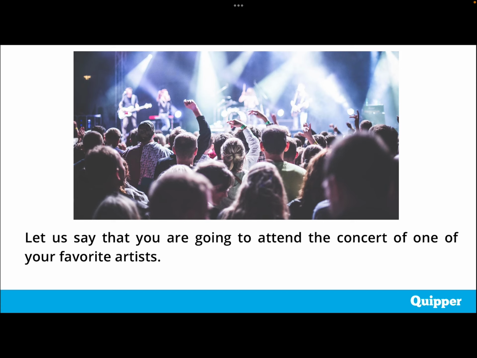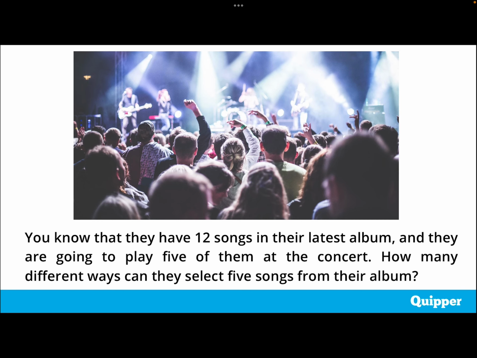Okay, so let us say that you are going to attend the concert of one of your favorite artists. You know that they have 12 songs in their latest album, and they are going to play 5 of them at the concert. How many different ways can they select 5 songs from their album? Okay, so based on the given problem, there are 12 songs in the latest album, and they're going to play 5 of them at the concert.